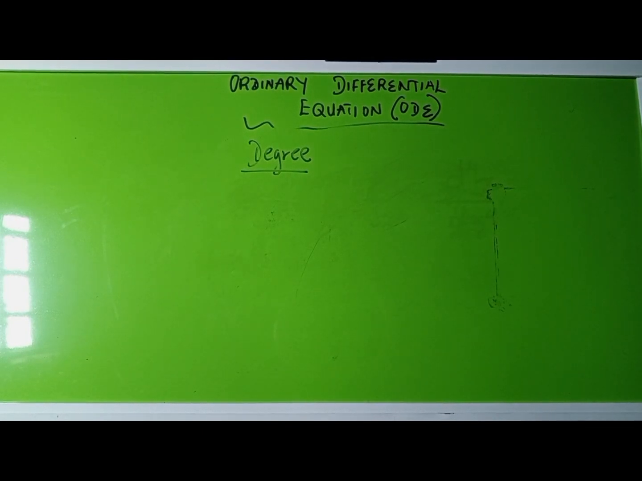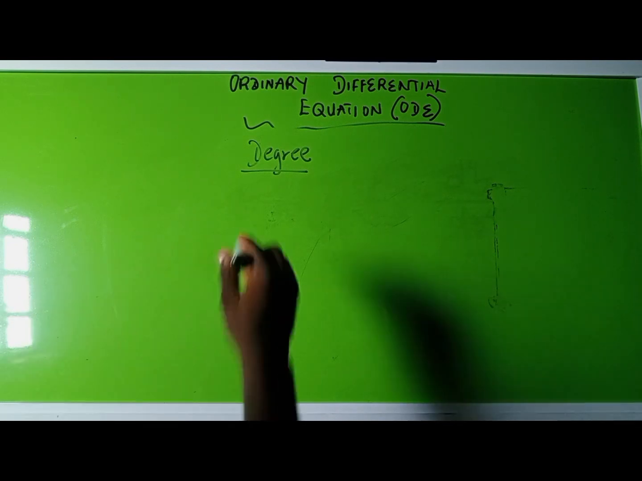Now, what is a degree? A degree is the highest power, or the exponent, of a derivative. Now, let's take an example to understand what a degree is.